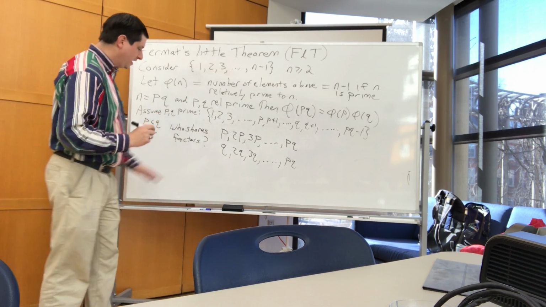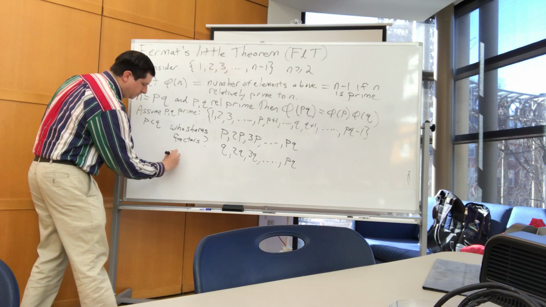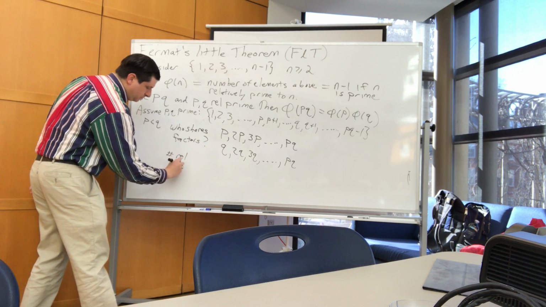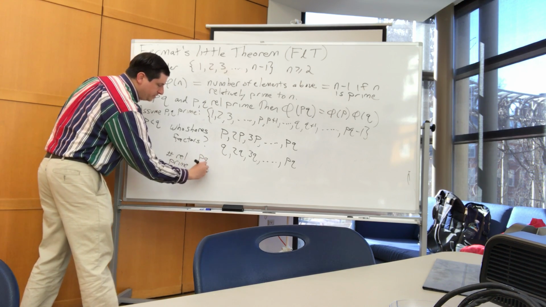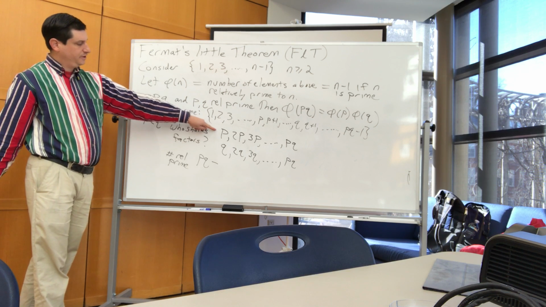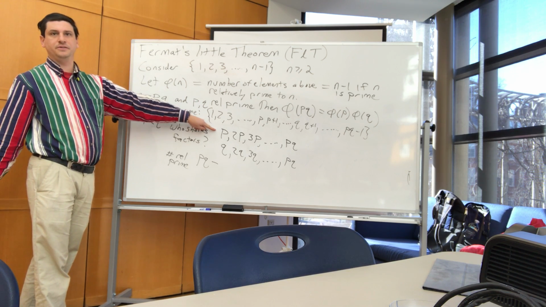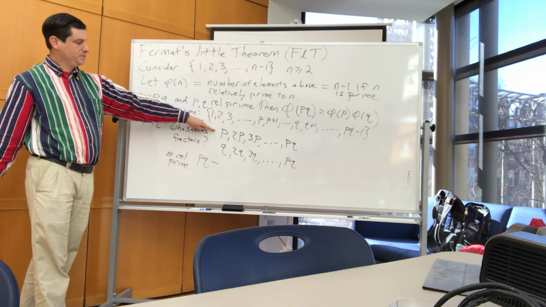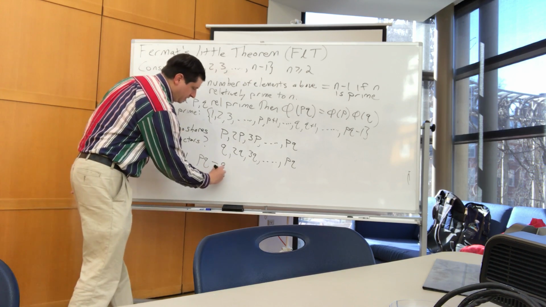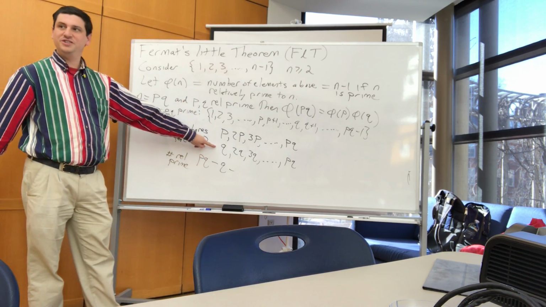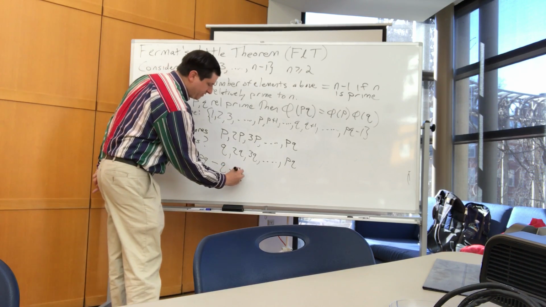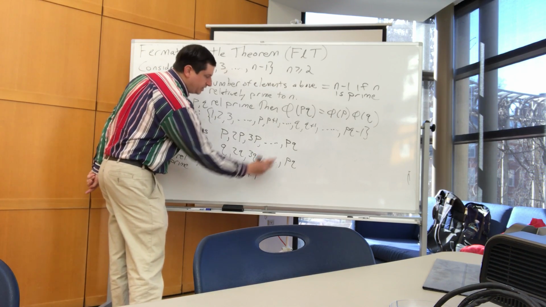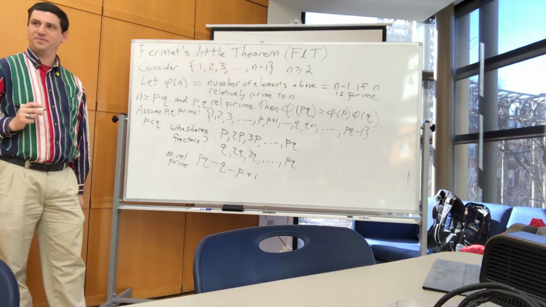So the numbers that are relatively prime, we have pq numbers. We have to subtract off all of these. How many of these are there? How many numbers are there in this row? Q numbers. Then we subtract off how many are in this row, which is p numbers. And now what do we have to add back? We have to add back 1 because we subtracted off pq twice.